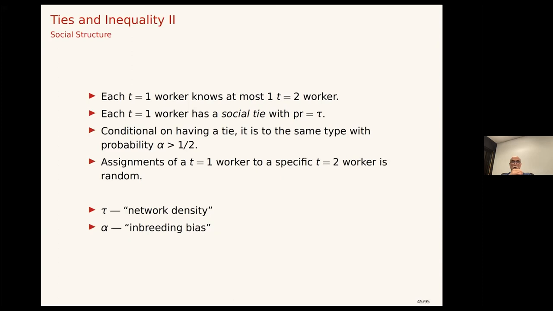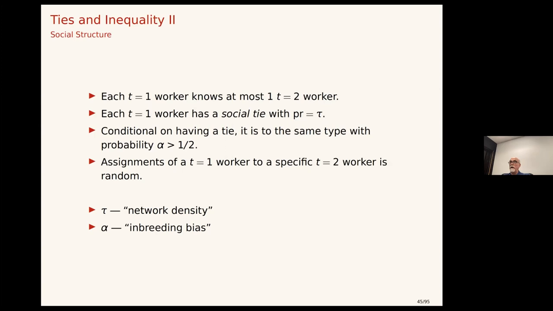So Montgomery refers to tau as the network density, because the higher is tau, the more nodes there are going to be. And he uses the unfortunate phrase inbreeding bias for alpha. Another phrase to use would be homophily, right? There is a word that sociologists talk about, homophily, and this is the tendency of people in social networks to connect to people who are like them. Okay, and I had a section on homophily that I skipped over, you might remember. So there are some slides in this slide pack that you might take a look at if you want to know more about that.